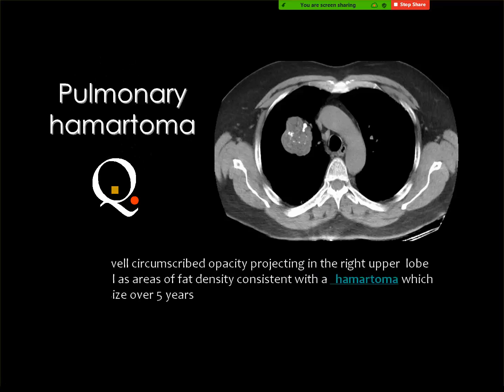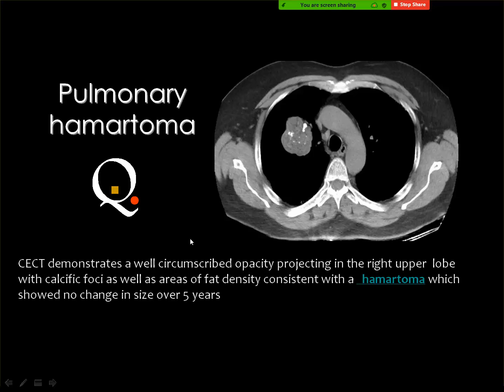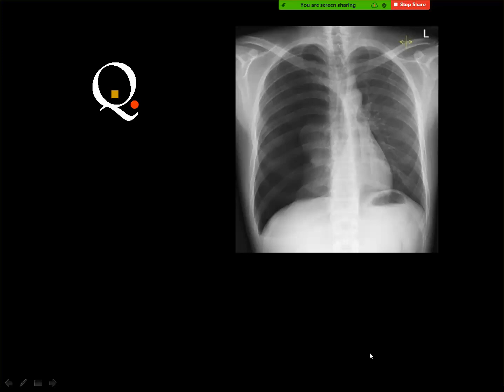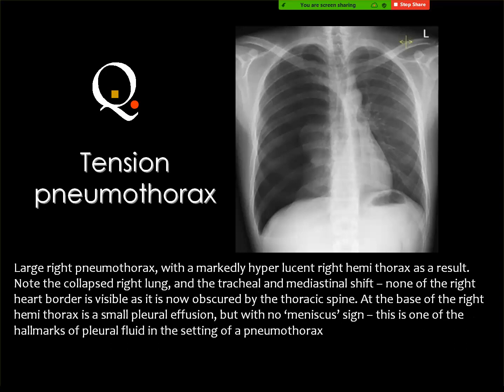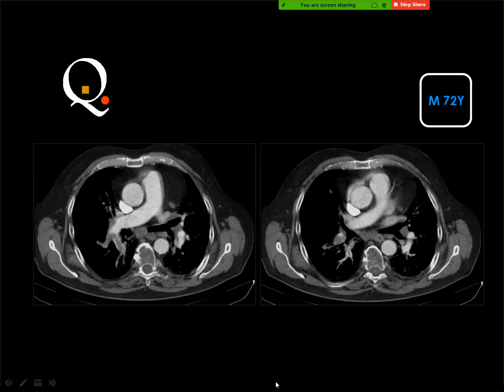Hamartoma. Yes, very good. This is pulmonary hamartoma, smooth margin with popcorn calcification, and this is diagnostic of hamartoma. Pneumothorax, right side. Tension or simple? Tension. Yes, this is tension pneumothorax because of the depression of the diaphragm compared to the left one and the shift of the mediastinum to the opposite side.